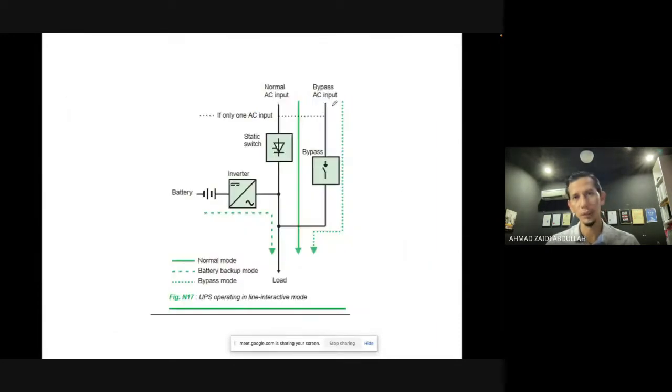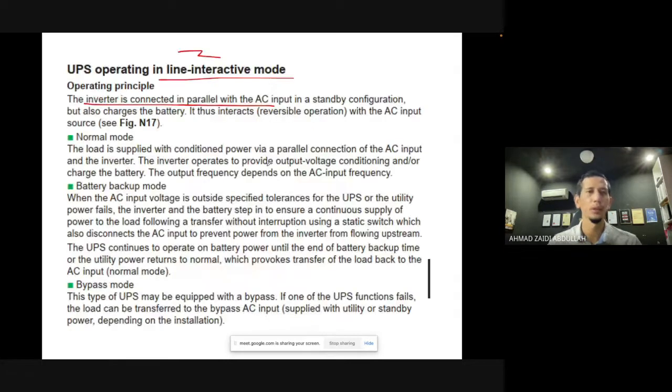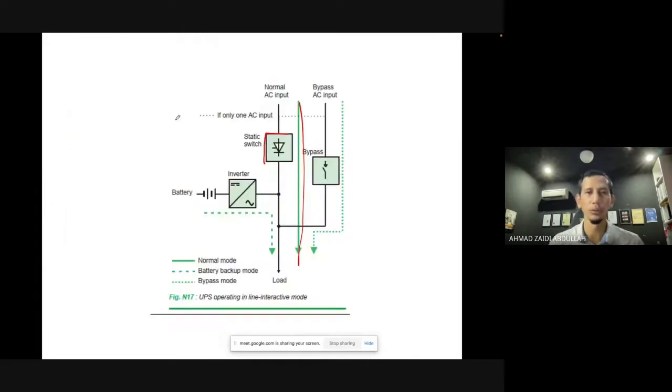And this is what we call the normal load, like this. So our connection is parallel, the same, but parallel load. Okay. But it says it charges the battery directly in the line. Reversible operation with AC input. Okay, reversible charging. Okay, reversible.